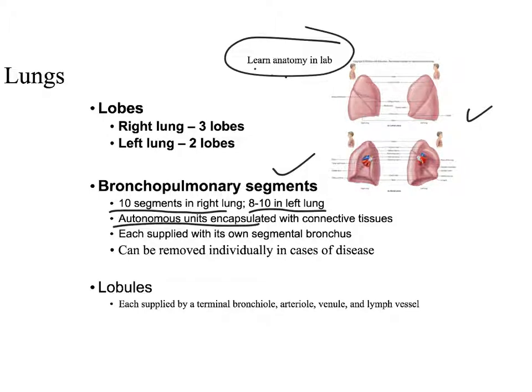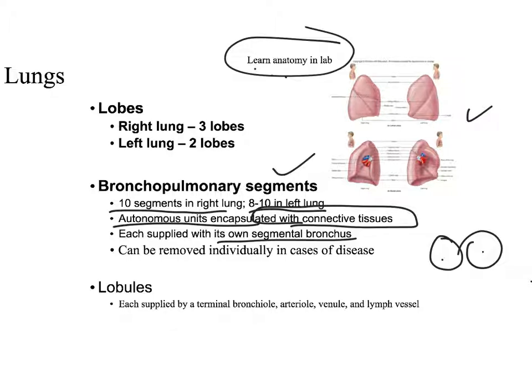Okay, so they kind of function individually, and they're wrapped up in their own connective tissue. So you can have them individually packaged, okay? And they have their own bronchi, their own blood vessels. And if someone gets lung cancer and it is in one of these bronchopulmonary segments, they can actually go in and pull out that segment without affecting the other segments.